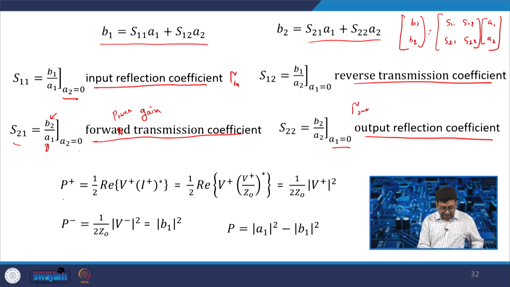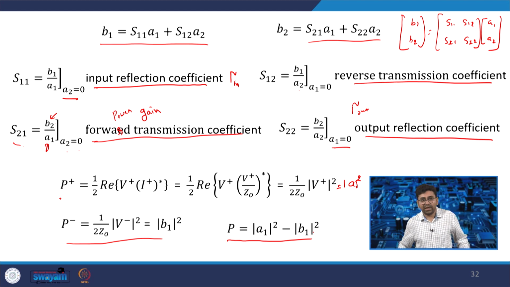Your incident power you can easily write in terms of V plus I plus conjugate, that is V plus square by 2 Z naught, and it can easily be written as A1 square. And your reflected power is B1 square. So, your total power P is a combination of the incident and reflected power, A1 square minus B1 square. So, based on the S parameters, you can also find out the incident power and reflected power.